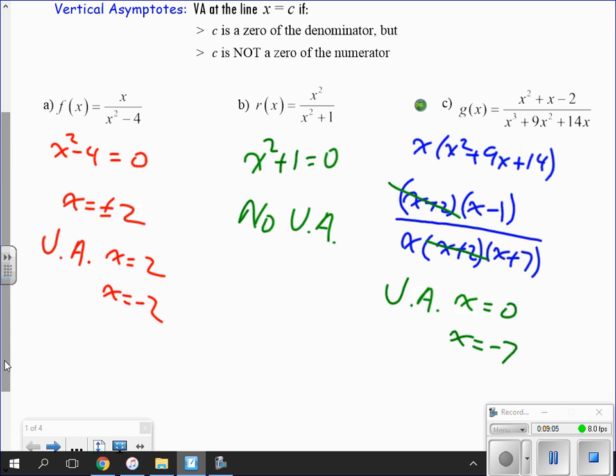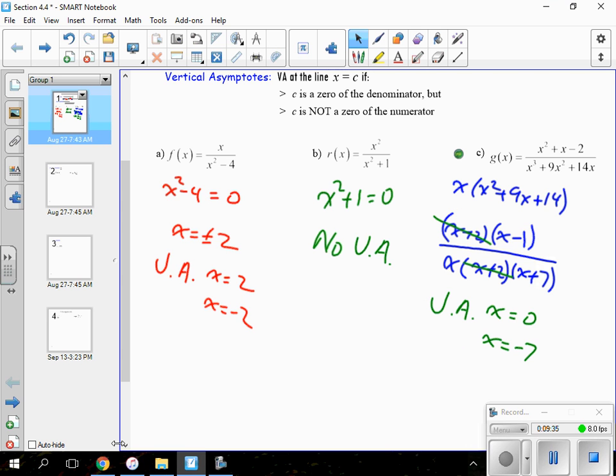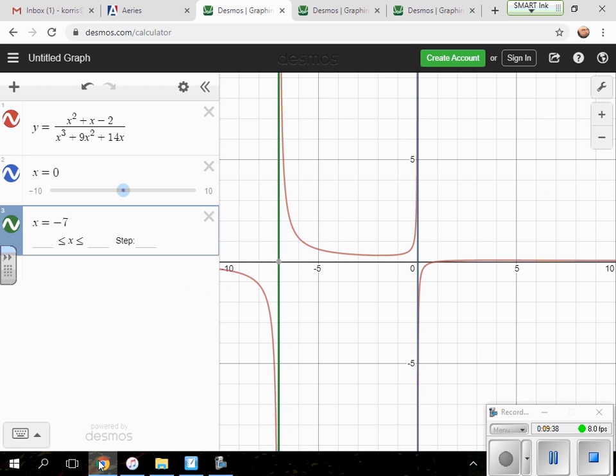But although negative 2 is not an asymptote, negative 2 does have something interesting happening. Because even though in my reduced and simplified version it won't give me 0 in my denominator, in my original problem, negative 2 will make my denominator 0. And so the original problem is undefined at negative 2. It's not an asymptote, but it is something interesting going on there. So let's take a look at the graph.